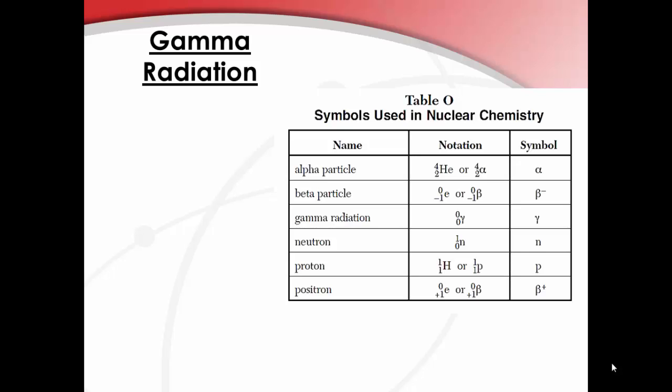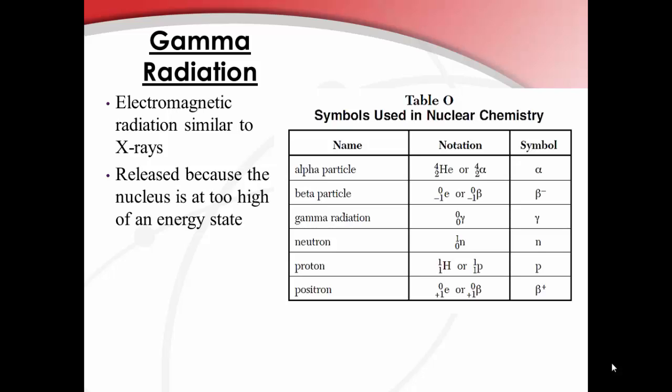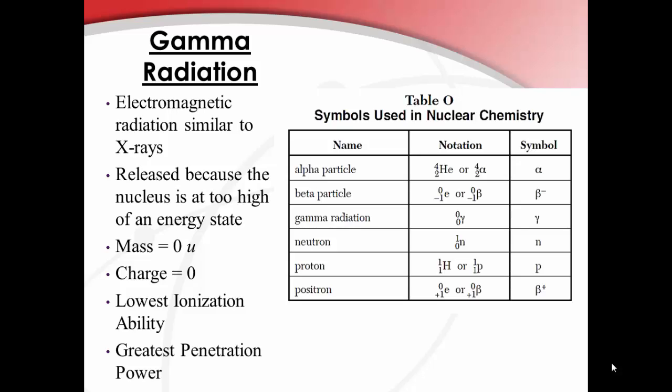Gamma rays are high-energy electromagnetic waves similar to X-rays. Gamma rays are produced when particles undergo transitions in nuclear energy levels. They are the most penetrating and have the lowest ionization power, although gamma rays may cause atoms to emit other particles which can cause ionization. Gamma rays are emitted alongside alpha particles and beta particles.